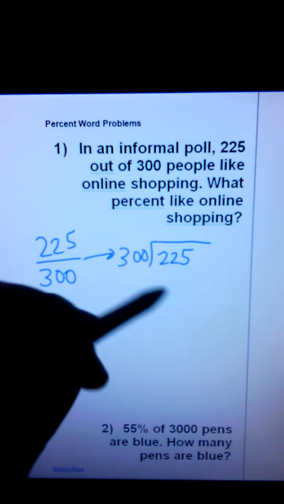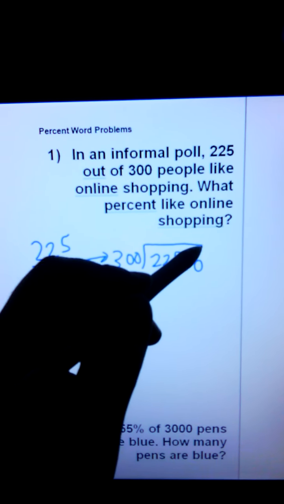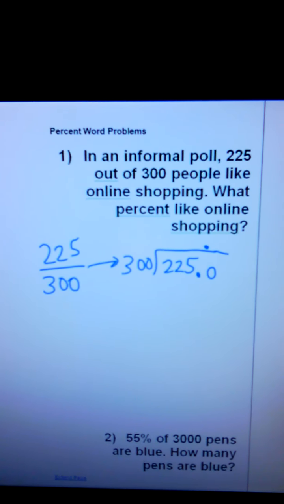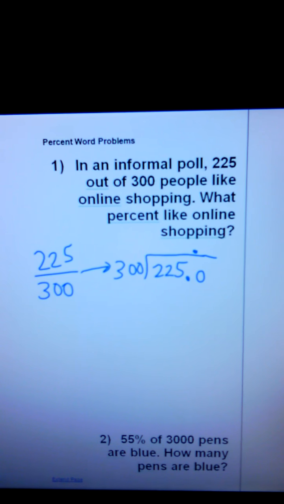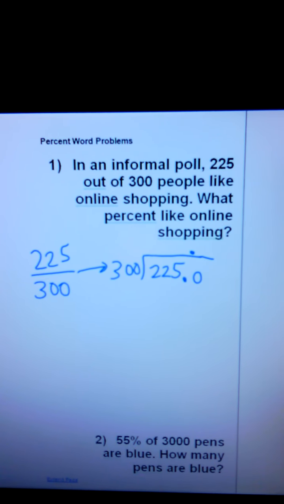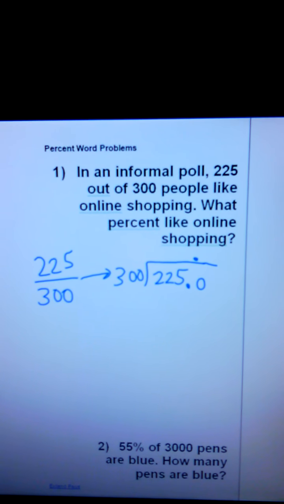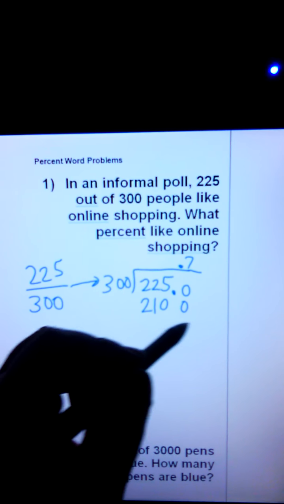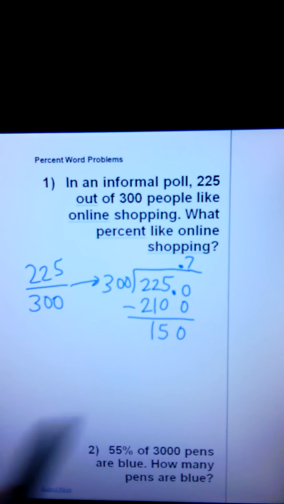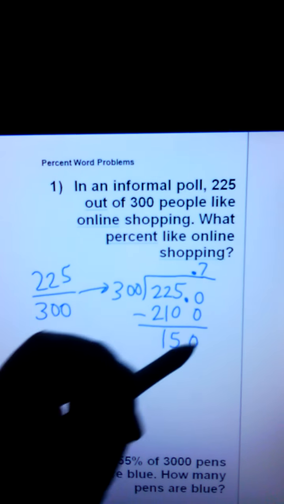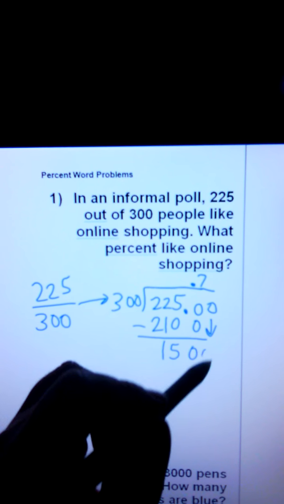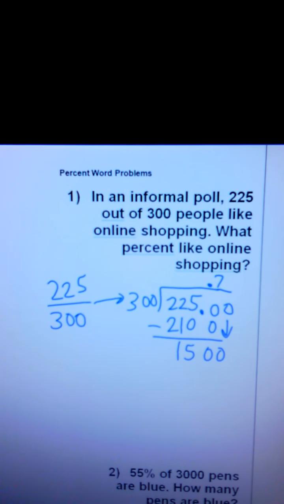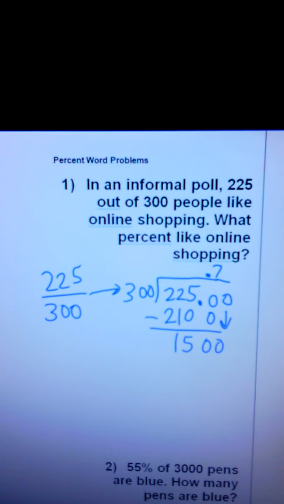Now we need to add a decimal point and a 0 to start dividing. We need to figure out how much 300 can go into 2,250. Right, good guess. It will go 7 times roughly. Bring down another 0 and divide again. 300 can go into 1,500 5 times exactly.